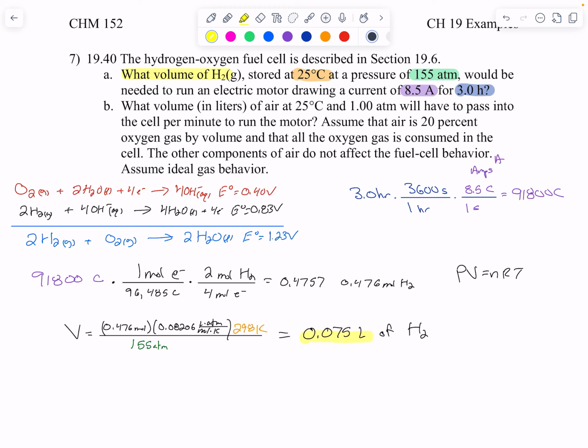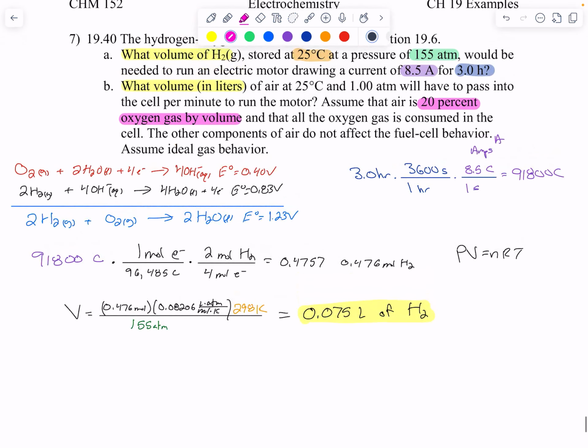Hopefully that makes sense to you guys. Obviously, reach out if it doesn't. B: what volume in liters of air at 25.1 atmosphere would have to pass into the cell per minute to run the motor? Assume that air is 20% oxygen gas by volume, and all the oxygen is consumed. And everything else is great. Wow, per minute to run the motor.